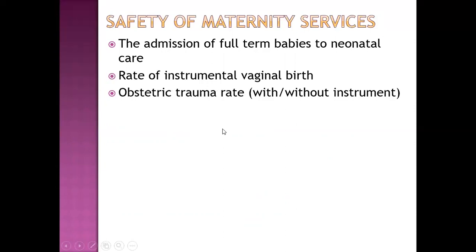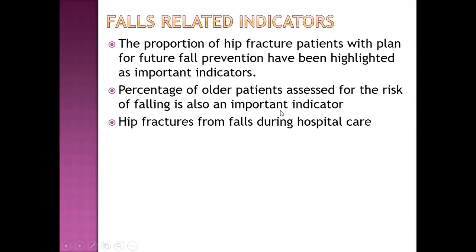Then safety of maternity services. The indicators include the admission of full-term babies with neonatal care, rate of instrumental vaginal birth, obstetric trauma rate with or without instrument. Then fall-related indicators: proportion of hip fracture patients with a plan for future fall prevention have been highlighted as an important indicator. Percentage of older patients assessed for the risk of falling is also an important indicator. Hip fractures from falls during hospital care.